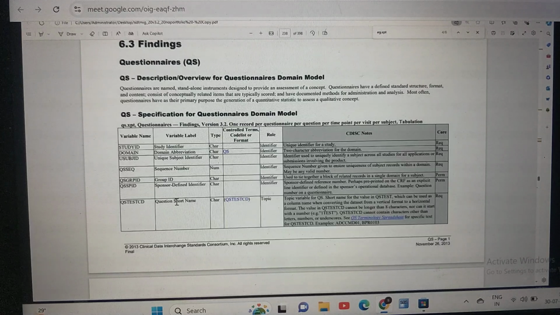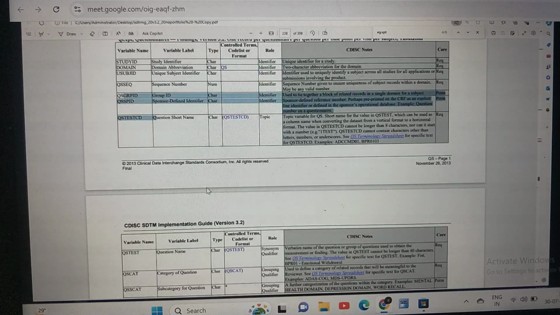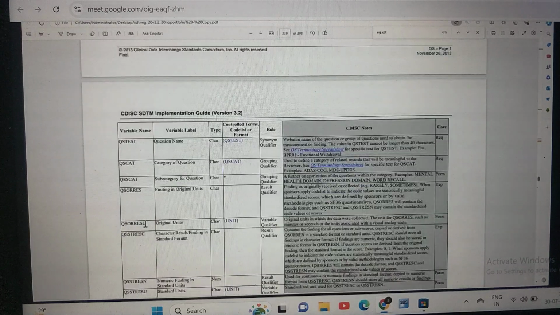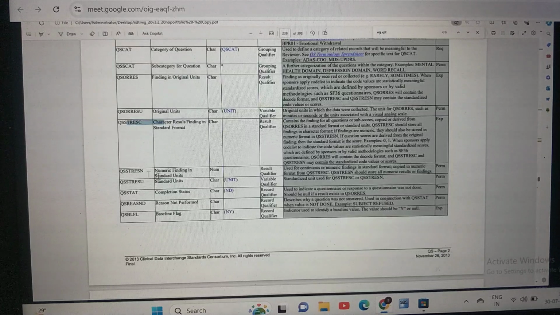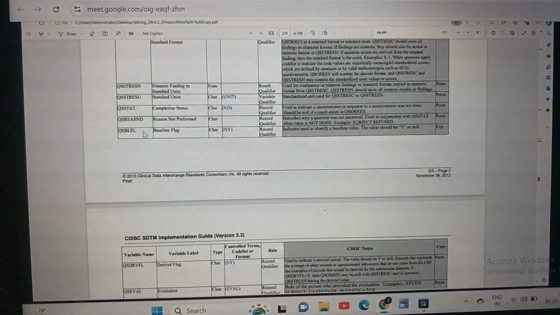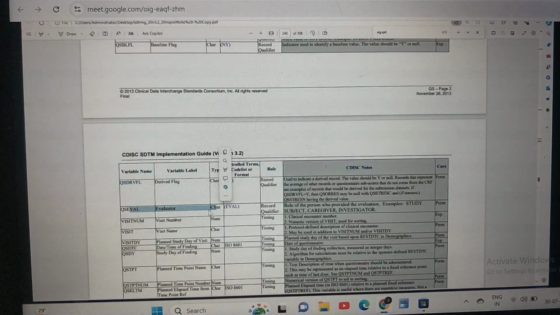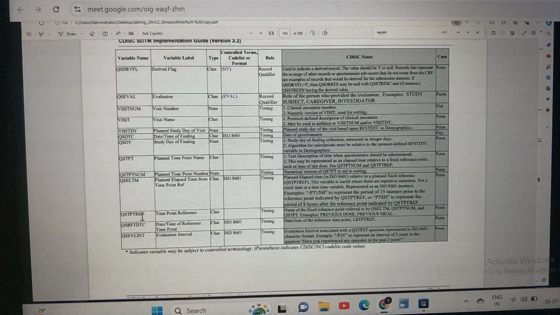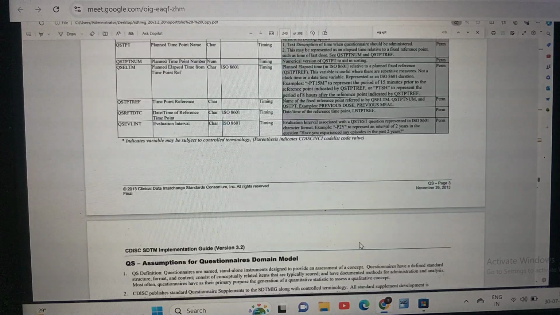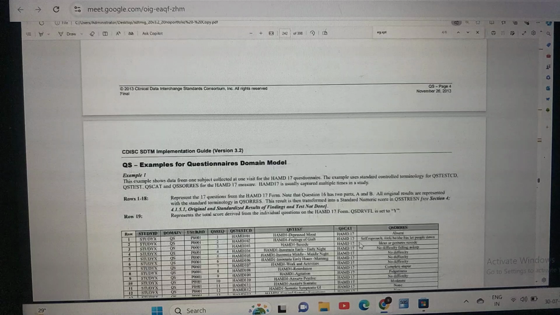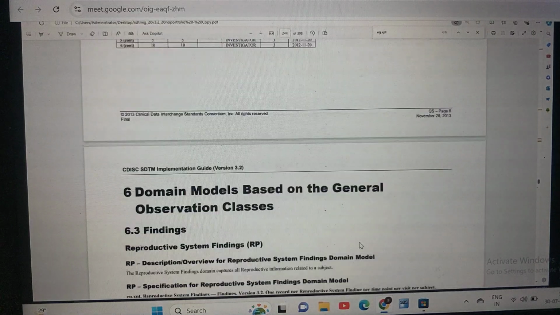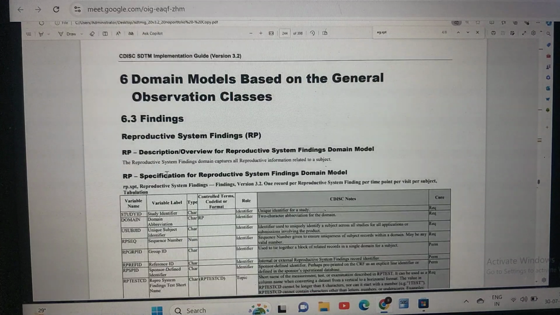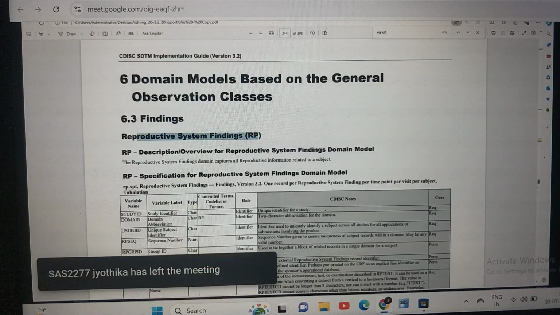The remaining variables would be the same: QSTESTCD, QSCAT, QSSCAT, results, units, the character version of the standard results, the numeric version of the standard results, standard unit, status, reason, baseline flag, derived flag, evaluator, visit num, visit dy, QSDTC, QSDY, TPT num, elapsed time, RFTDTC, and all these things. The same, so evaluation intervals. These are all similar variables. Nothing will be new in any other findings domains. So we have already seen all the domains. This is the reproductive system findings, the RP domain.